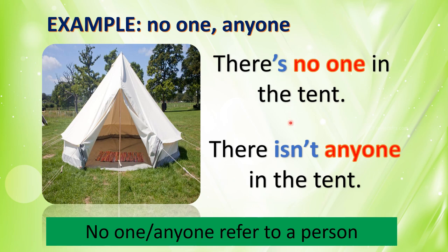Now I want you to look at these two sentences. Pay attention to these two types of sentences. One, there's is the affirmative sentence, and there isn't with the not is the negative sentence. So in the affirmative you use no one, in the negative sentence you use anyone.